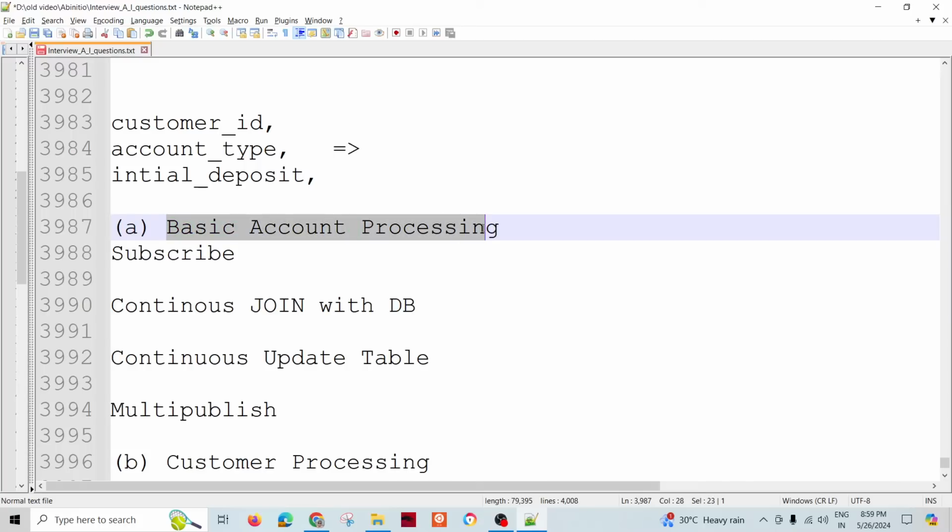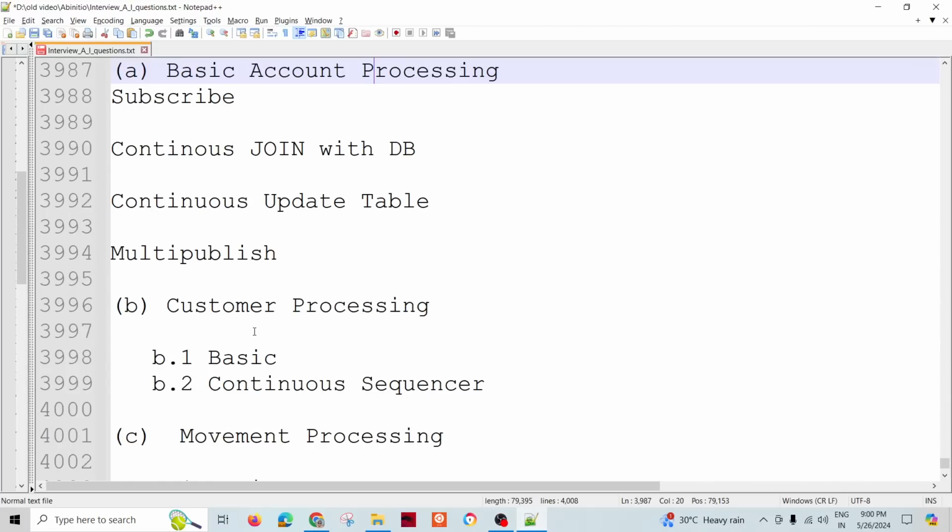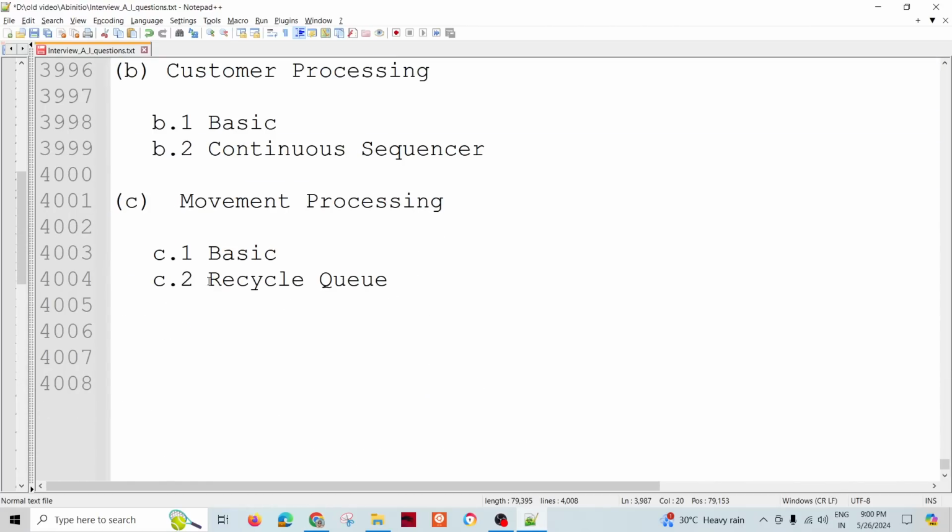I said this is also, but at time t1, this account did not exist, therefore the account is dropped, right? And it will never go into this flow. The transaction has been received, but the account was not there, therefore it is getting dropped. So in those kinds of situations, what is the way? The way is the recycle queue.